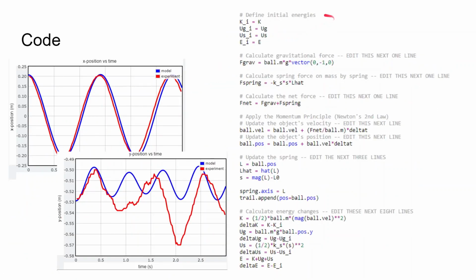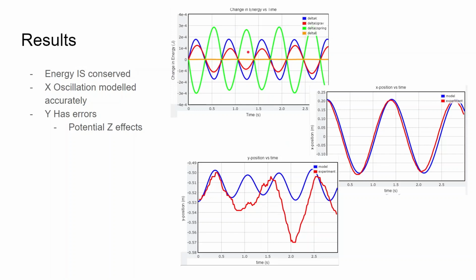As for the changing code, this is in the calculation loop. Define initials, force of gravity, mg in the negative y hat direction, force of spring, negative k s s L hat, net force, the sum of both of those, velocity update, position update, spring update, same energy equations, add them all together, sum it up, then you get your beautiful graphs.